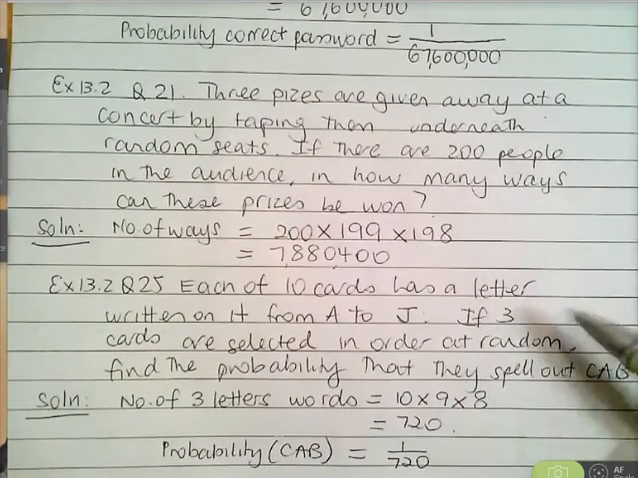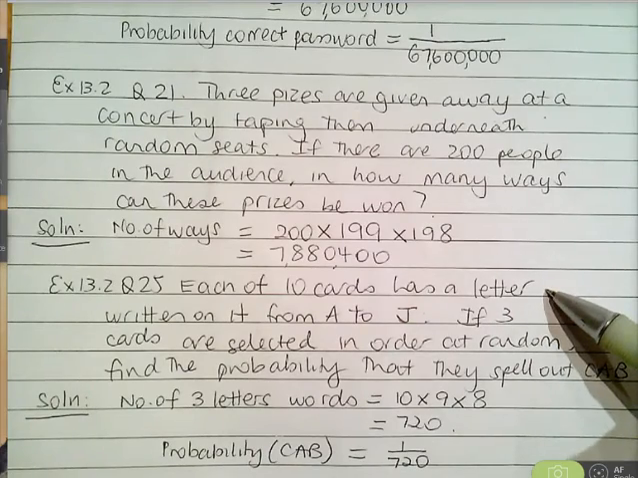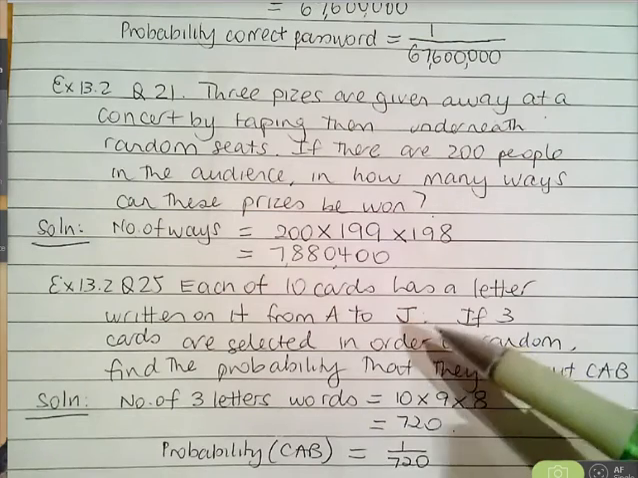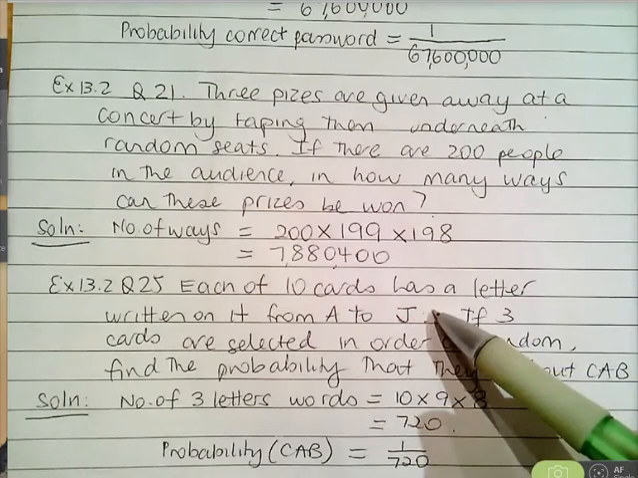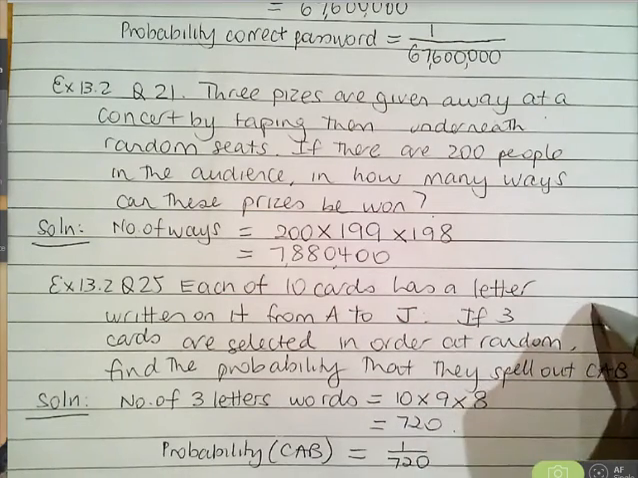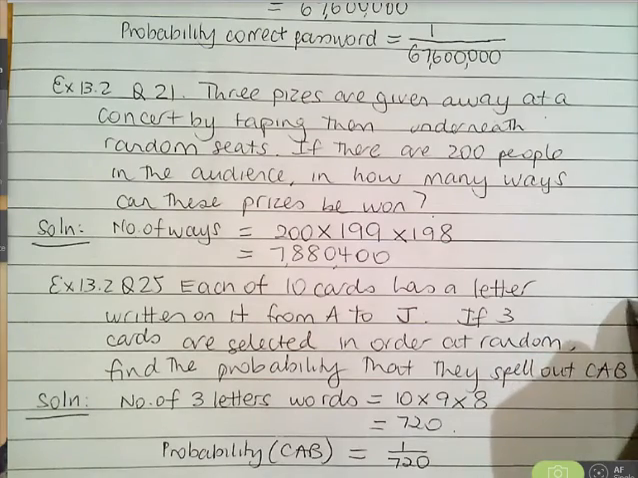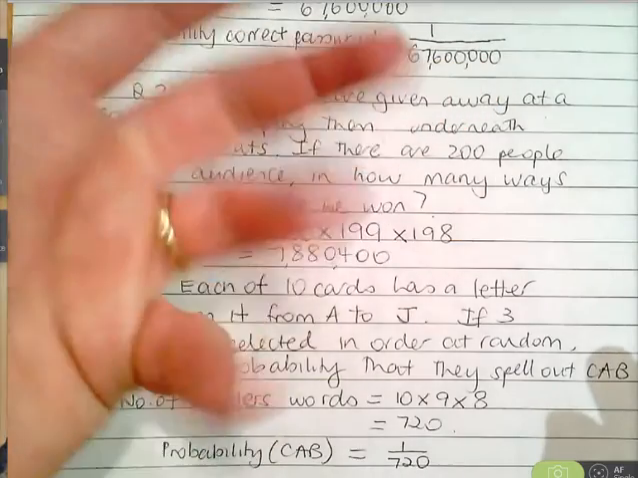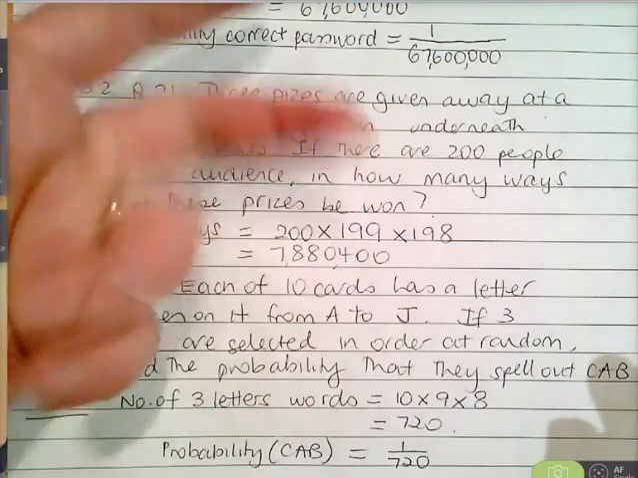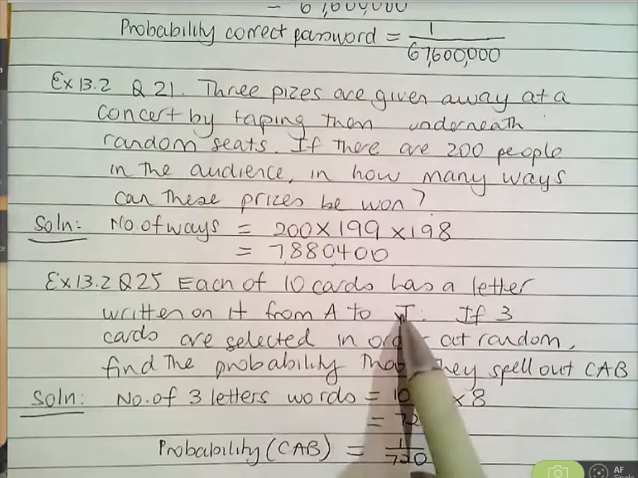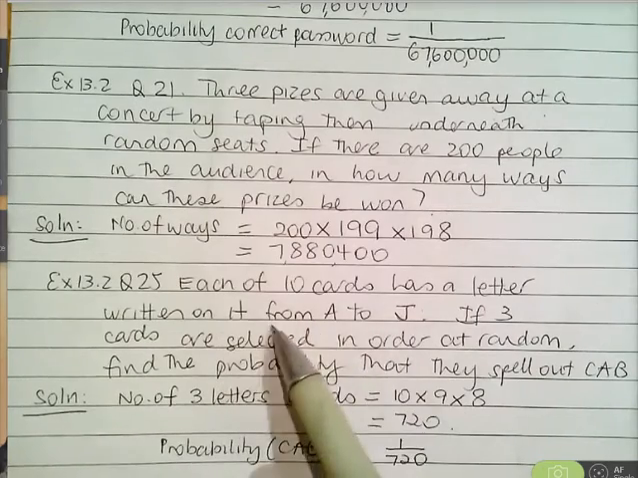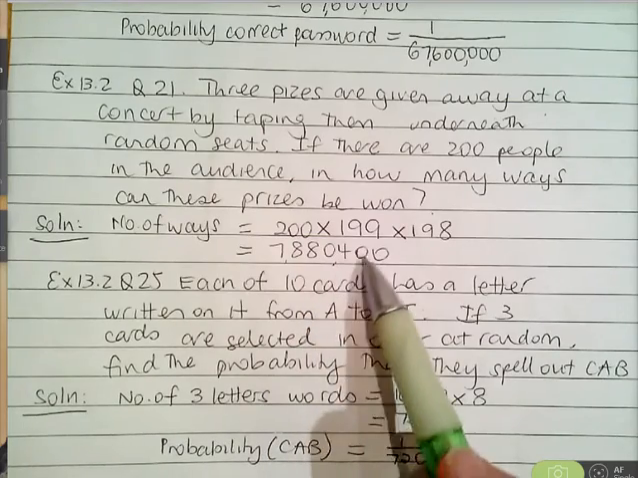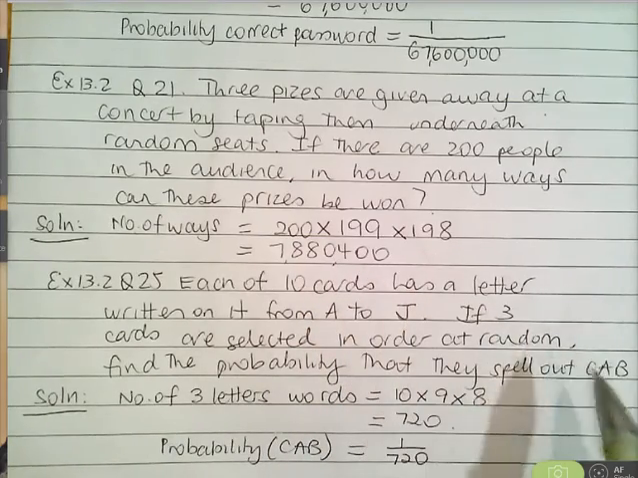Now for the last example here, exercise 13.2, question 25. It says that each of 10 cards has a letter written on it from A to J. So if you just count those with the alphabet, we've got A, B, C, D, E, F, G, H, I, J. I'll just do those with my hand. A, B, C, D, E, F, G, H, I, J. That's the 10 letters. So 10 cards has a letter written on it from A to J. So one card might have A, the next card's got B, the next one's got C, etc.